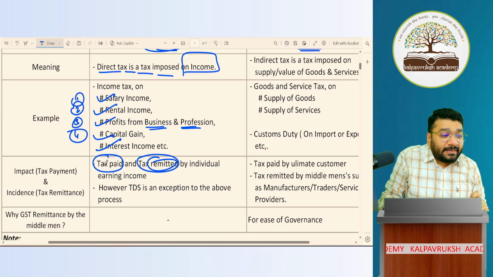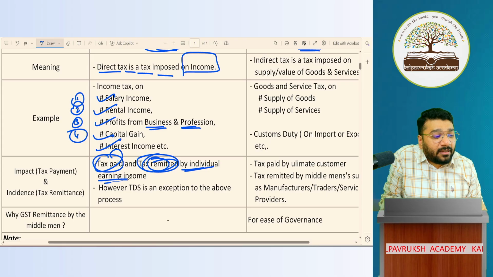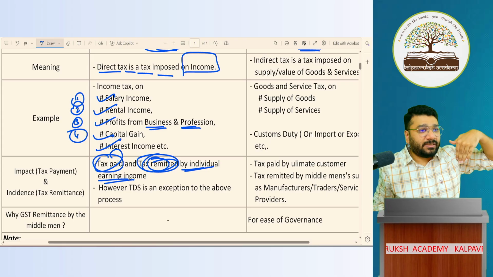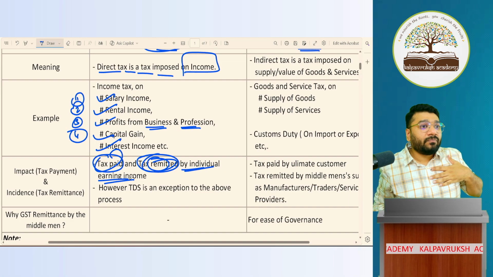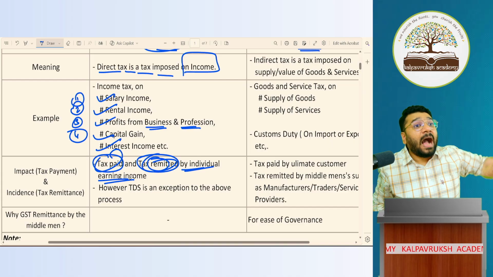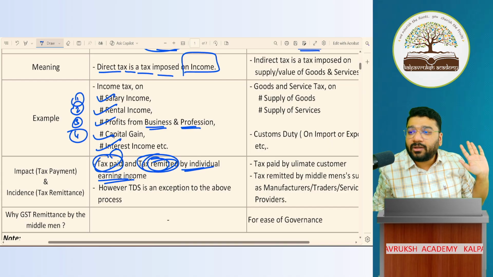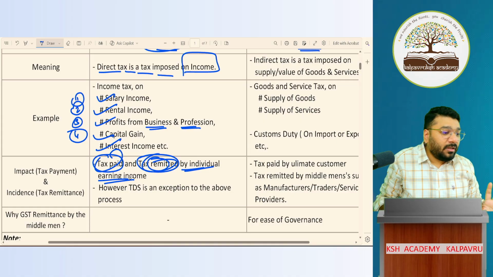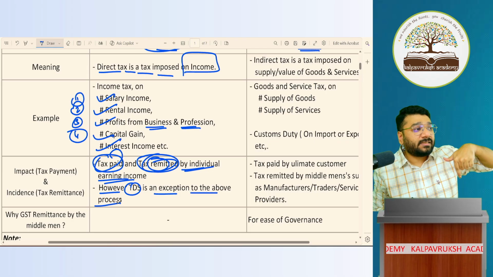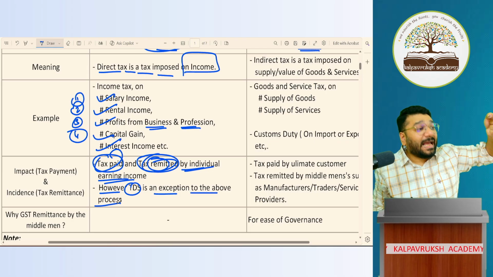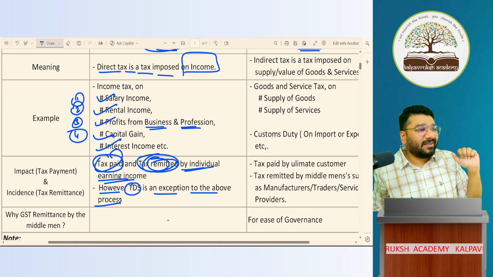Okay. Tax paid and tax remittance in case of direct tax is done by the individual who is earning income. So whatever profits I'm earning from my business, that is my income from PGBP. On that tax I have to pay from my pocket, plus I am the person responsible to deposit that money to the income tax department. Okay, not okay? However, TDS is an exception to the above process. In case of TDS, I will pay tax from my pocket, but remittance is done by somebody else. Got it, not got it?